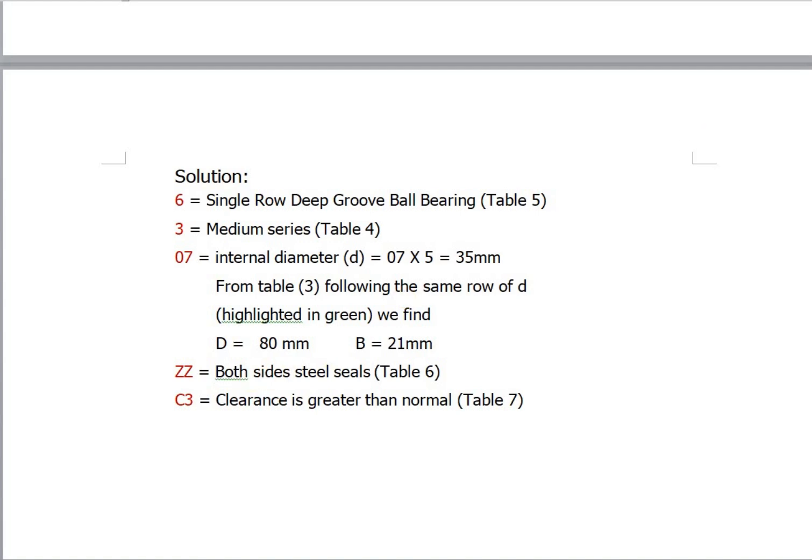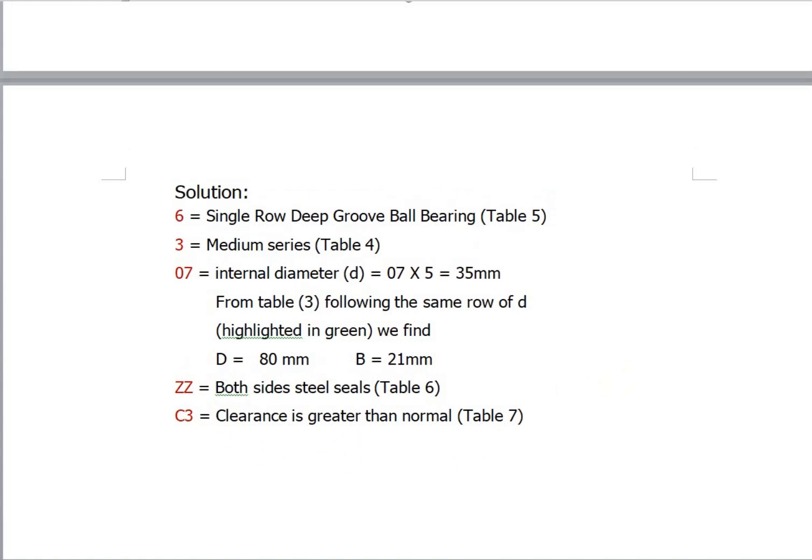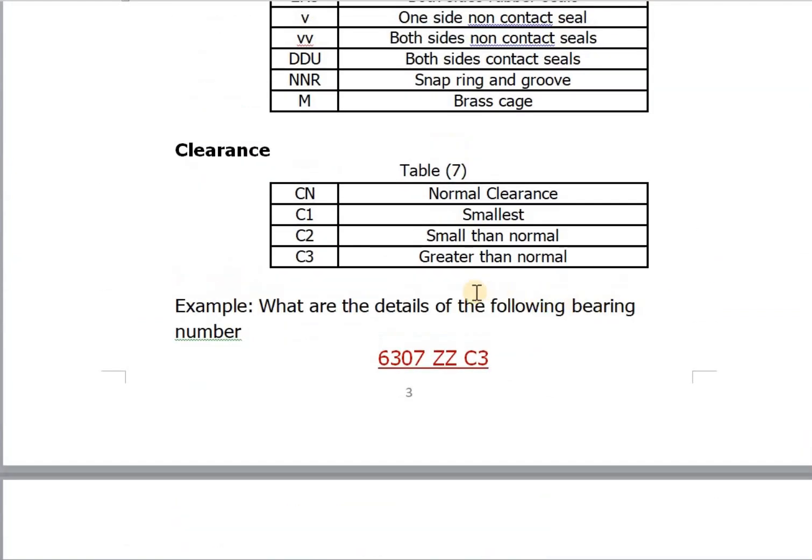Double Z means both sides steel seals. You can get this from table number 6. C3 also: it is greater than normal, meaning the clearance between the shaft and the internal diameter is greater than the norm.